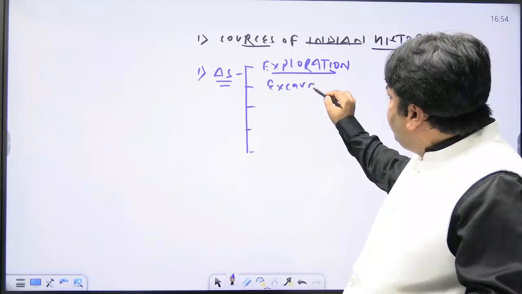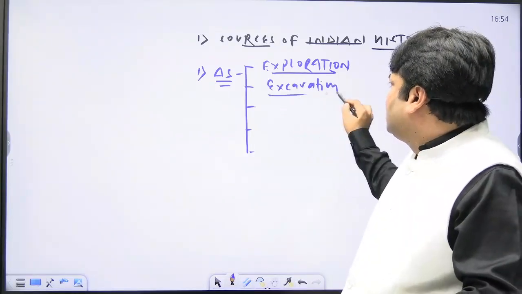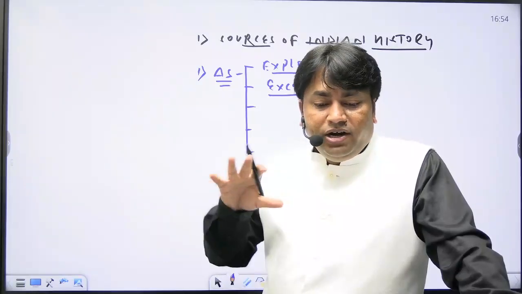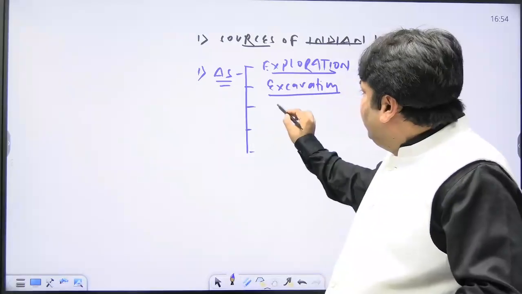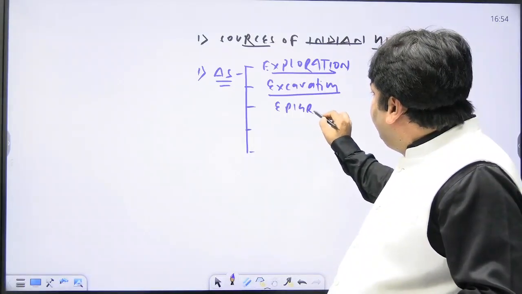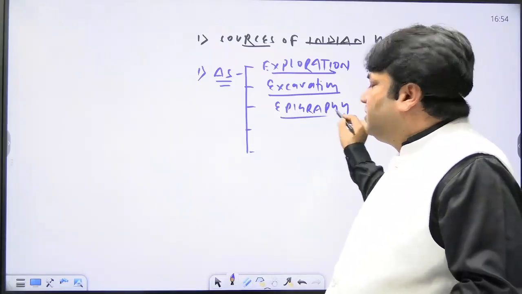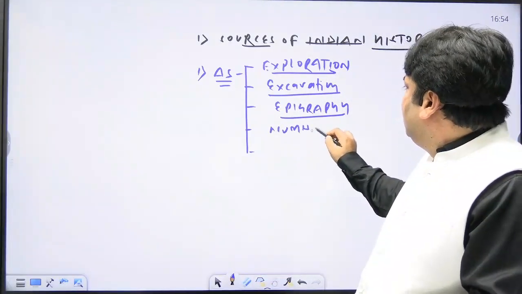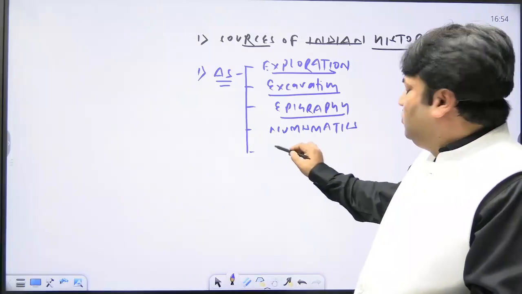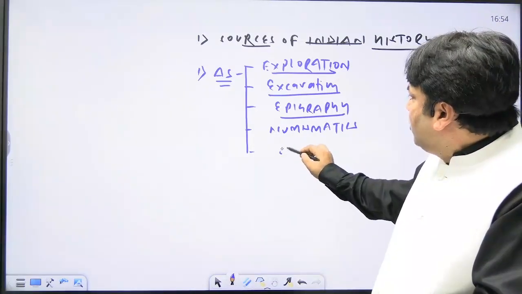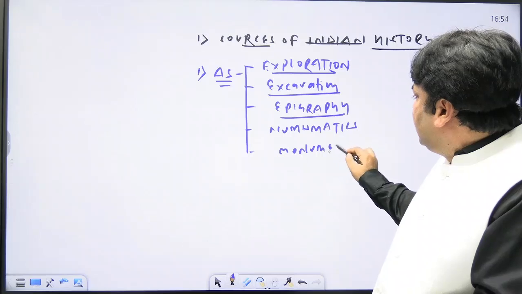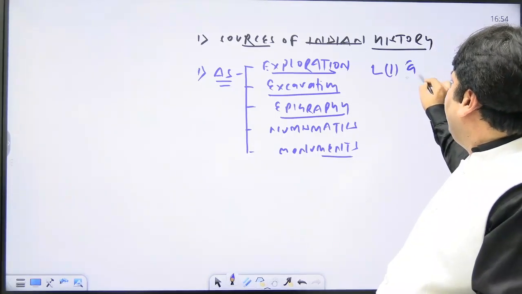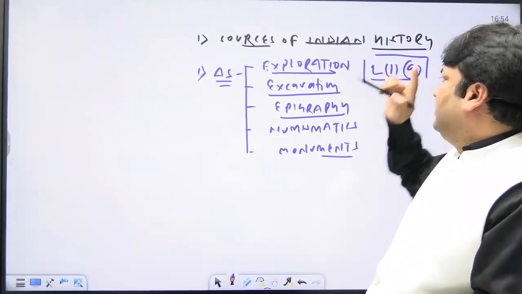So one is exploration, the second is excavation. It means we need to understand some basics of explorations and excavations, horizontal digging, vertical digging, so many things are there. We need to know about epigraphy in your syllabus. We need to know about numismatics, and we need to know about monuments. So these are the topics that have been included. So this will be lecture 1A. That is the next video.